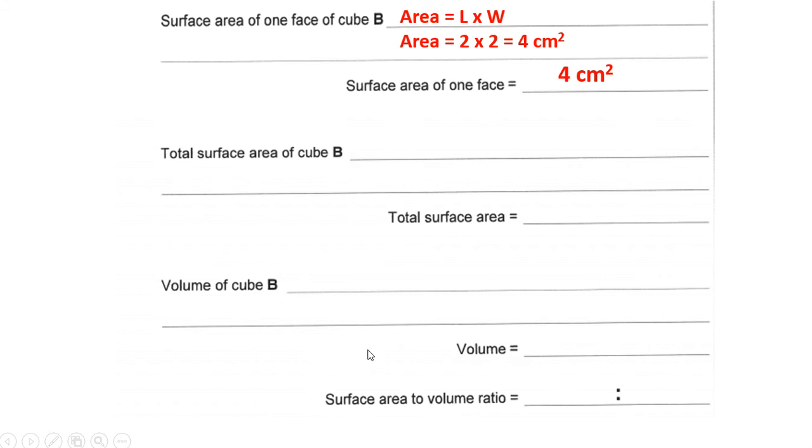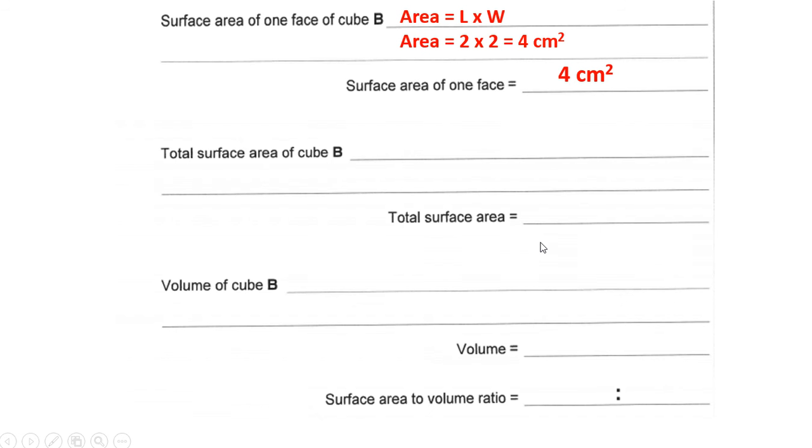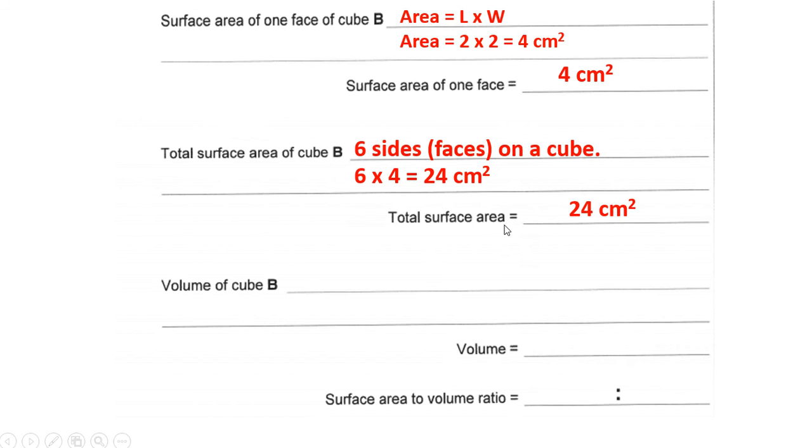Because this is a cube, it's got 6 faces in total. If we have a look, it's got 1, 2, 1 around the other side, so that's 3, 4, 1 on the top, 5, 1 on the bottom, 6. So we work out the total surface area as the area of one face times 6, which gives us 24.